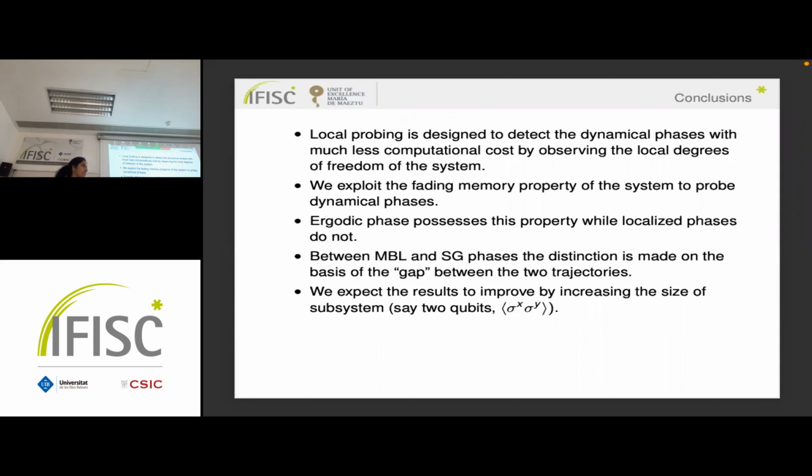the results that are not that clean will cancel out. And with a much lower computation cost, we are looking at the convergence property of our system, and we are actually exploring the fading memory property. And we saw that in an ergodic phase, the degrees of freedom will converge to a point, and they will move to a thermalizing state, while in MBL and spin glass, this property lags. And further, research and extraction can be done in this direction if we increase the size of the subsystem and look at observables like these.